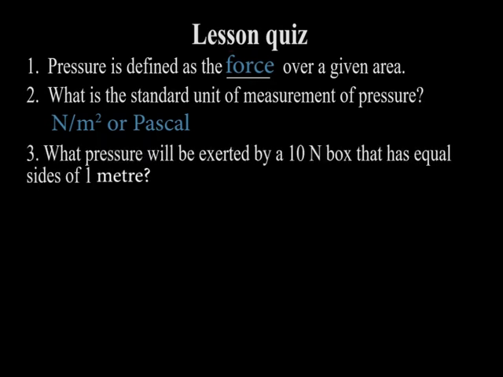Okay. Now what pressure will be exerted by a 10 Newton box that has equal sides of 1 meter? Force is 10 Newton and the sides are 1 meter. 1 meter means the area will be 1 meter square. So what will be the pressure? We know that P equals F over A, force over area. Let's check whether your answer is correct. It is 10 Newton per meter square or 10 Pascal. Force is 10 Newton and area is 1 meter square. So 10 over 1 is 10 Newton per meter square.